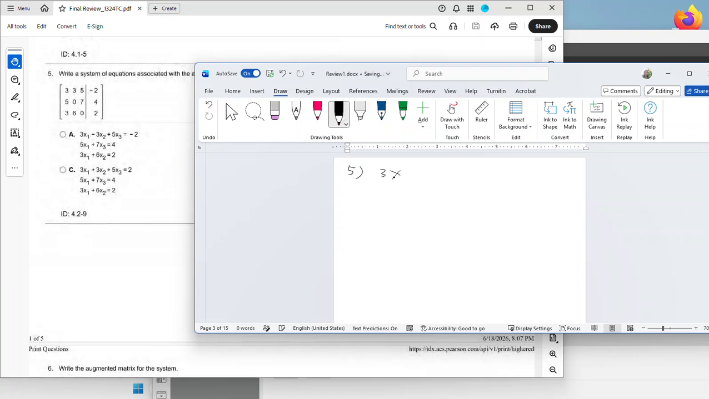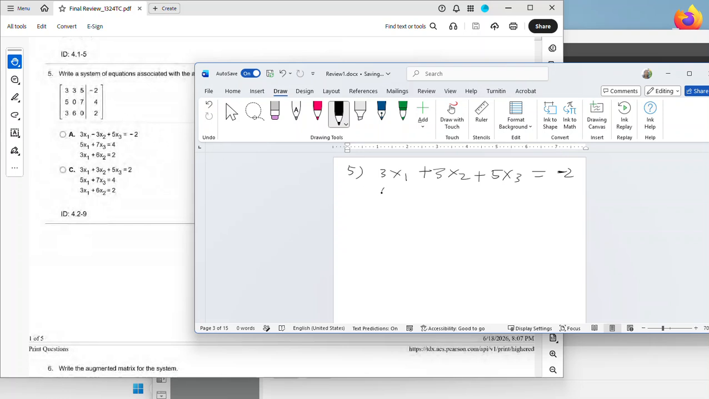So this one is using x1, x2, x3 instead of x, y, z, right? Whatever variable you want to use, that's fine. You can use x, y, z because this has 3 variables, but this question uses x1, x2, x3. Okay, so the first one will be 3x1, 3x2, 5x3 equal to negative 2. So those are the coefficients. Okay, the right hand side is the constant number.